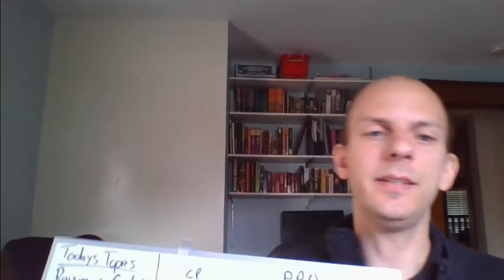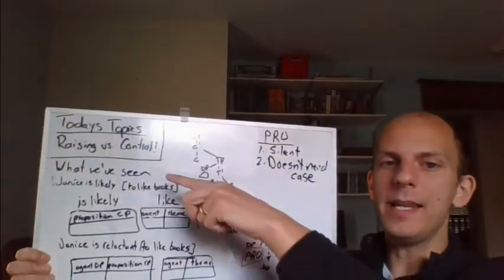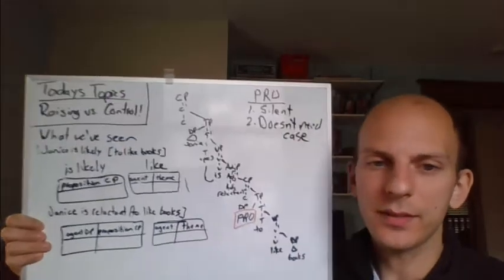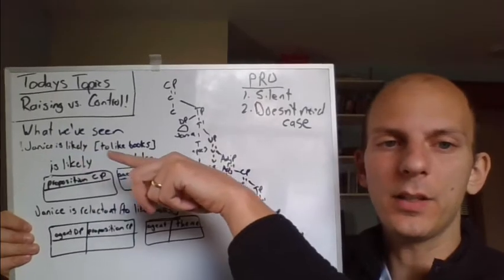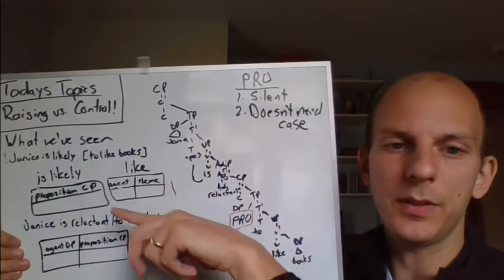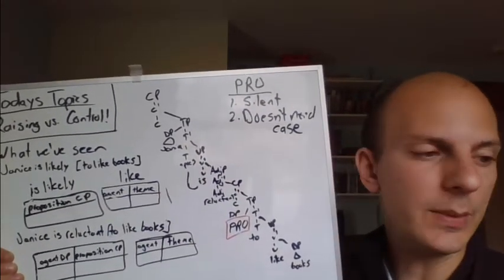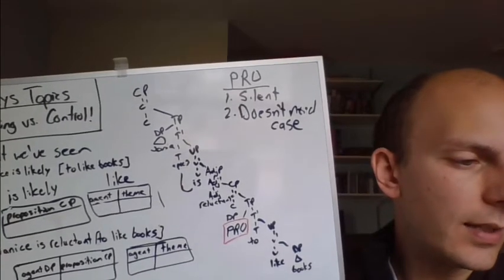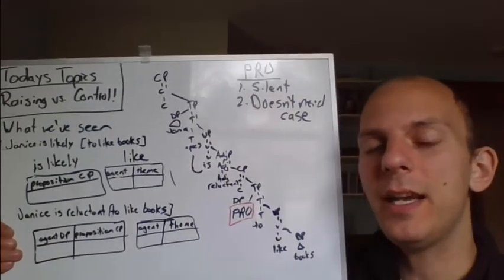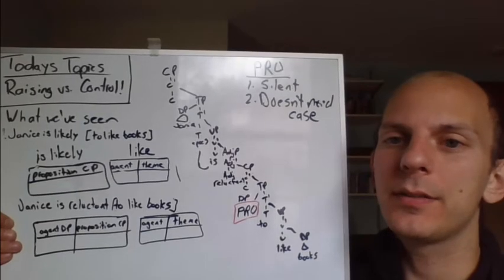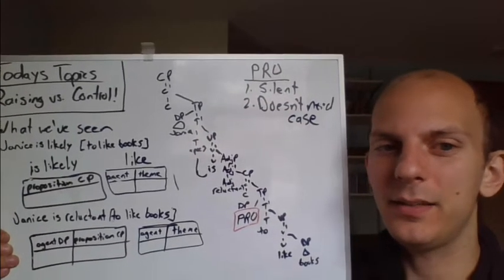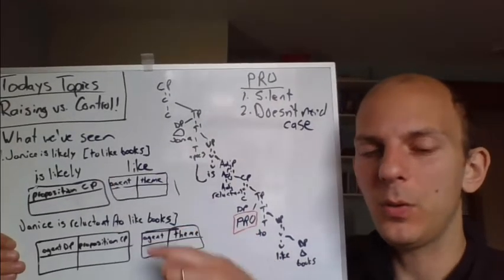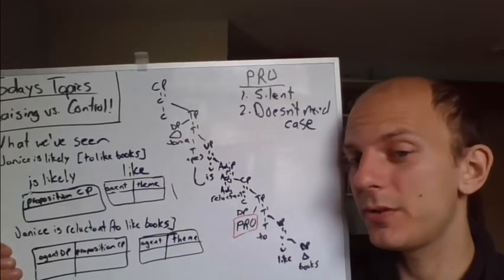Okay, so that's part one of our lecture. Part one of our lecture is the difference between raising sentences and control sentences. How do you know the difference? Because these look very similar, right? Remember, Janice is likely to like books. Janice is reluctant to like books. What if we had something like Janice wants to like books? Is that a raising structure or a control structure?